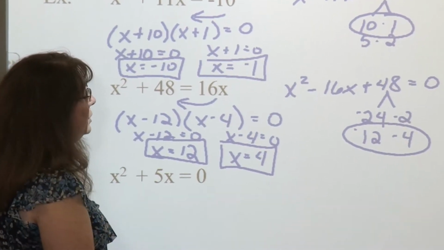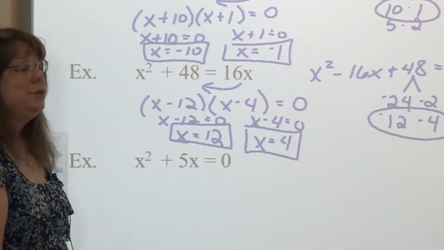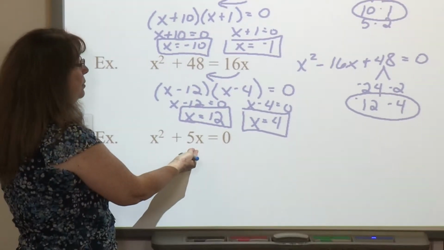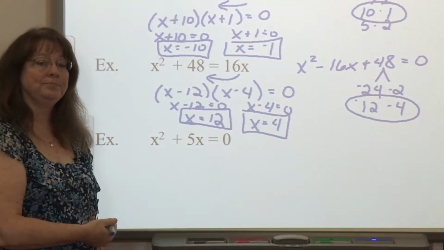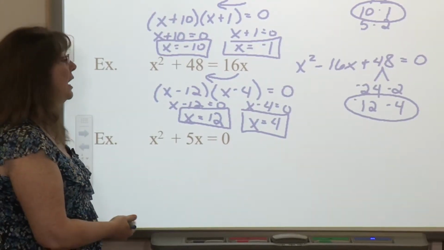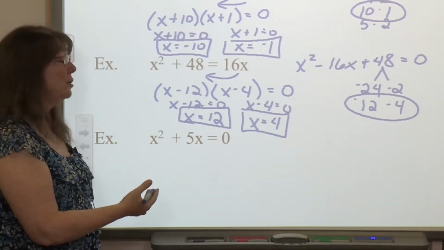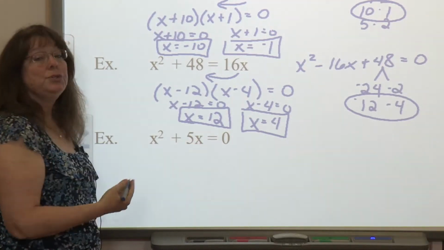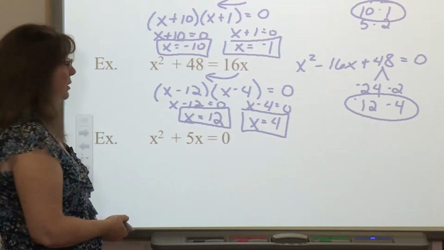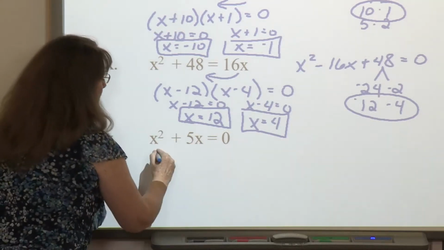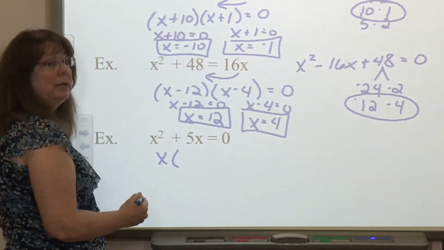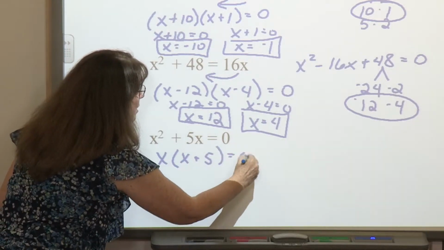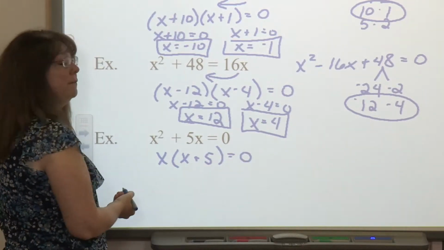The last one I want to look at is a little different because you'll notice it doesn't have necessarily all the same terms. You have the x squared term and the x term, but there's no constant term at the end. In this case, I can still use that idea, but it's going to be a little different. I'm going to look for something they have in common and factor it out. So you're using your distributive property in reverse. I'll notice they both have an x, so I'll pull an x out front, and that will leave me with the group x plus 5.